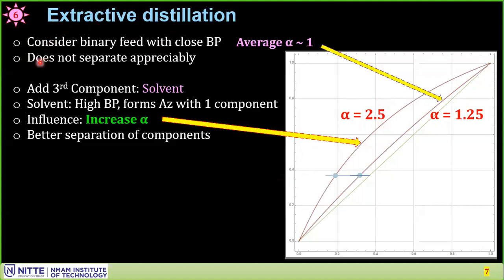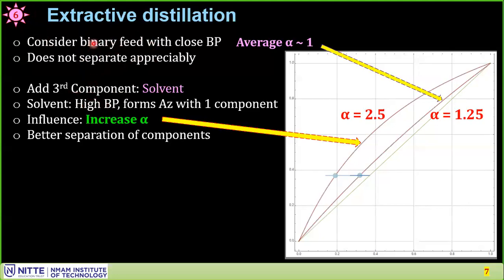What do we do here? We add a third component called a solvent. The difference between extractive distillation and the previous one, azeotropic distillation, is that in both cases we add a solvent. Here we add a solvent which has a high boiling point. In the previous case we added an entrainer which reduces the azeotropic boiling point. Here the boiling point is very high.